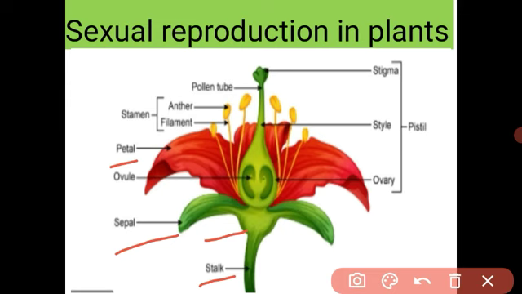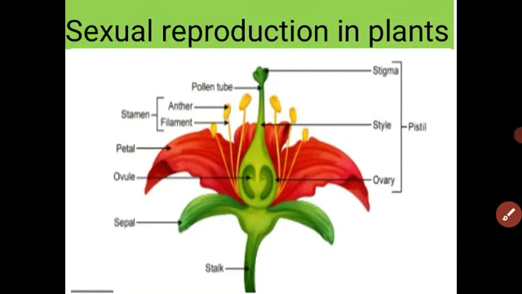Got it, student? Let us see the most important part of the flower: the stamen. Stamen is the male reproductive part of the flower. Stamen is also called the androecium. Stamen का और एक नाम क्या है बेटा? Androecium. See, there are two main parts of the stamen. This thread-like part is called the filament, and this sac-like part is called the anther.